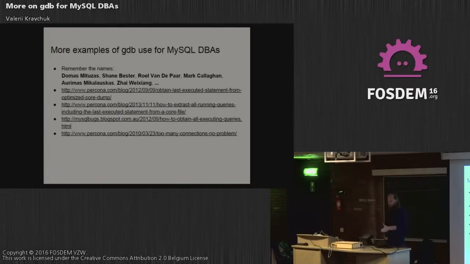There are several articles listed there, and you should remember names of people like Shane Bester and Roel Van de Paar, who is now leading QA in Percona, that made entire business cases out of getting SQL from the core dumps. They created tools and approaches around GDB that help you get all the SQL statements that you had at the moment of crash. This is the basis of QA efforts in Percona right now. They write all kinds of code until they see a crash, and when they get a core dump, they automated the process. They can reduce and build repeatable test cases.